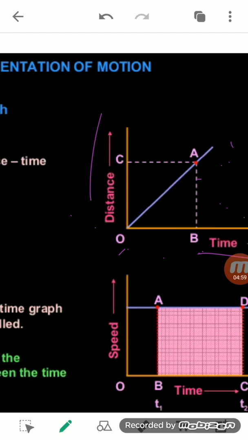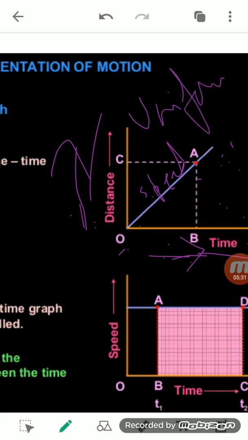Or we can say that a straight line graph between the distance and the time tells that the body is moving with a uniform speed. You see here, the distance and time help in evaluating the speed. Okay, so the slope of the graph is actually indicating the speed. So if a body is traveling equal distances in equal intervals of time, then the speed will be uniform. And how we will come to know that speed is uniform? The graph will be a straight line.